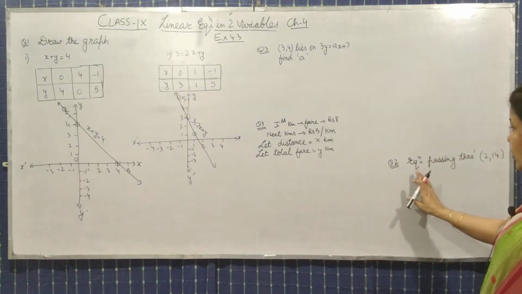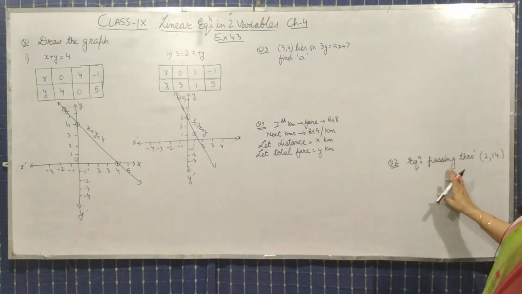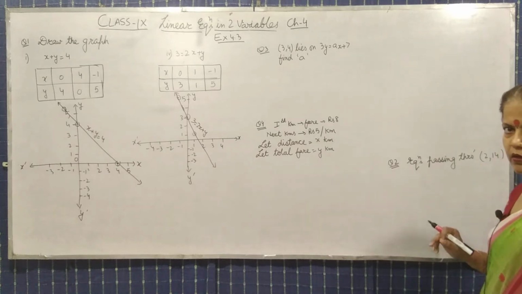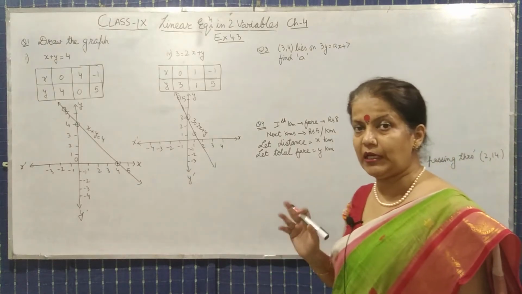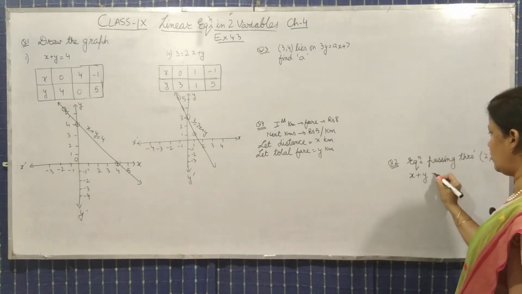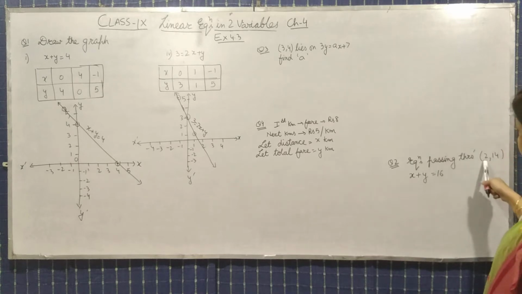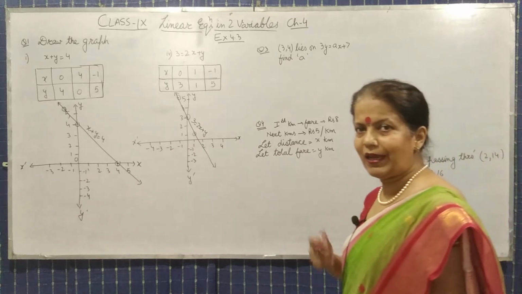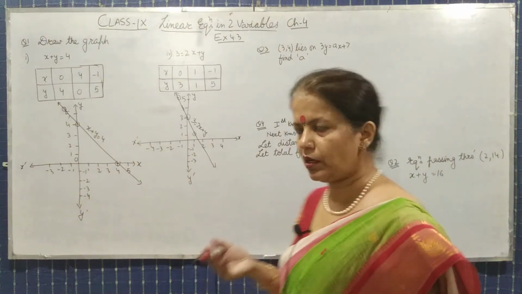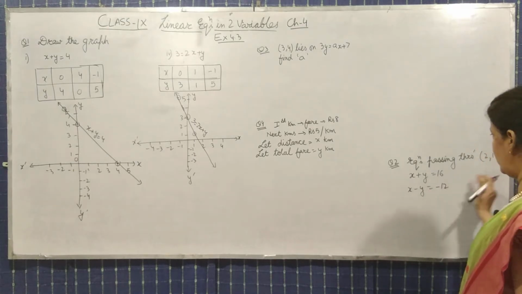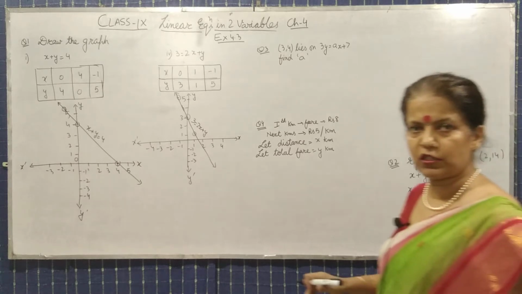Question 2. Question 2 is about equations. You have to make the equations which pass through 2 and 14. You have to make the linear equation. So can we make an equation like this: x plus y equals 16? Isn't it? X is 2, y is 14. You can put it, so you will get 16. Any other linear equation you can make? Let's see. X minus y equals minus 12.